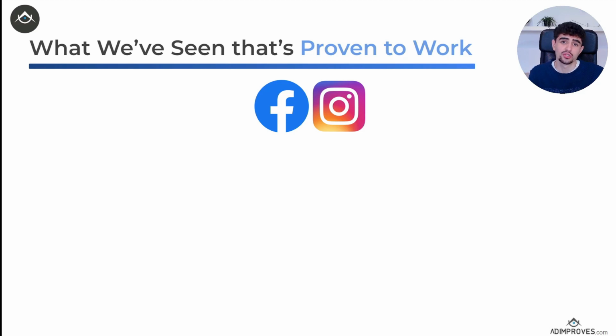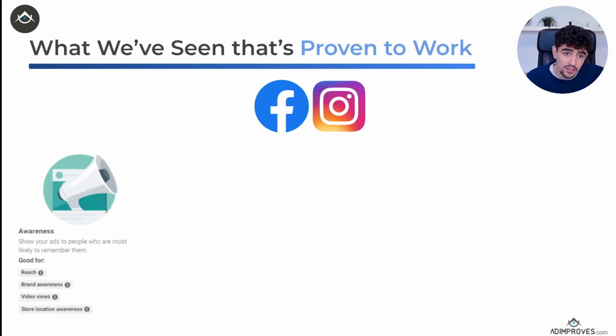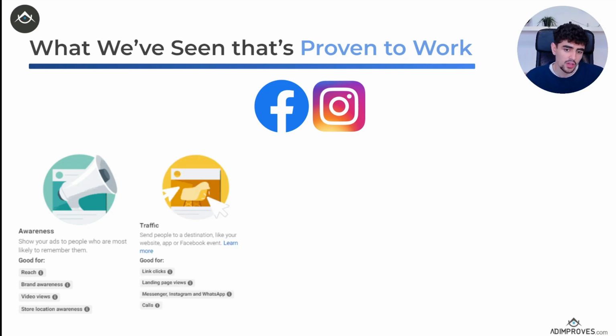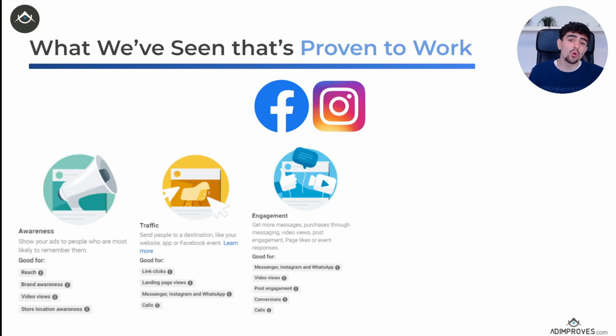You can actually choose. So for example, you can go for awareness. Basically, make people remember who your business is, where you're located, for example. You can also go for traffic, so you can run ads only to make people click through to your website and actually watch the website. You can also generate engagement ads, which is basically to get more followers, more likes, more comments, and get more credibility on your social media.